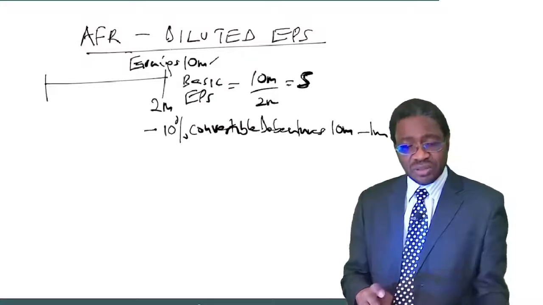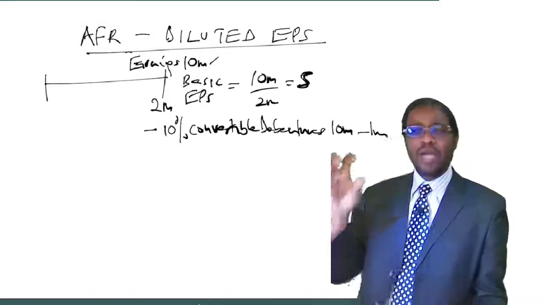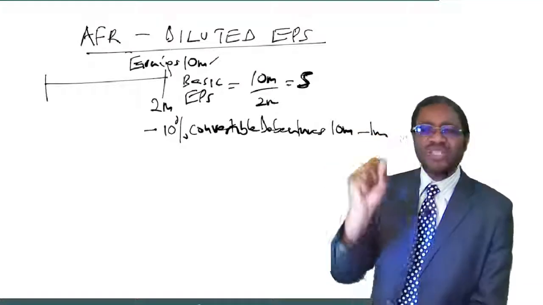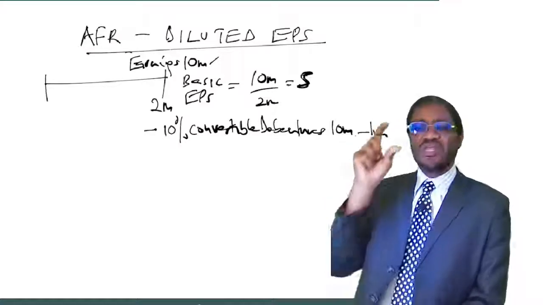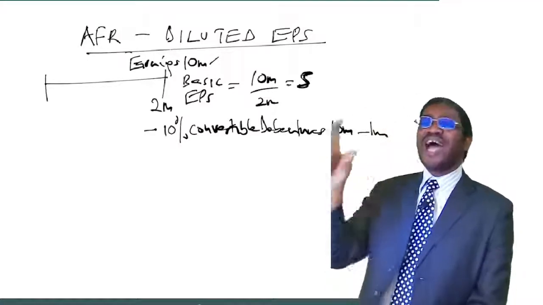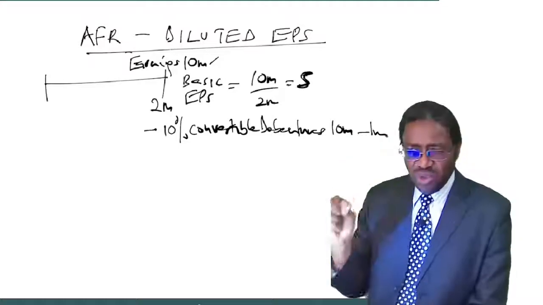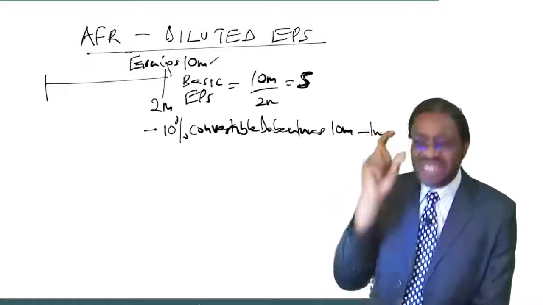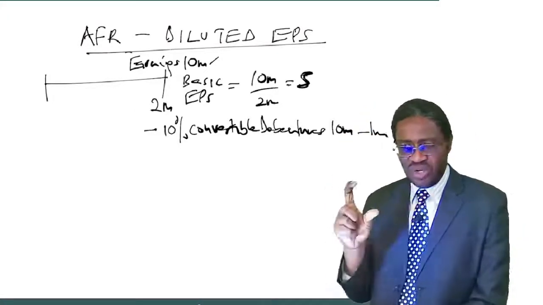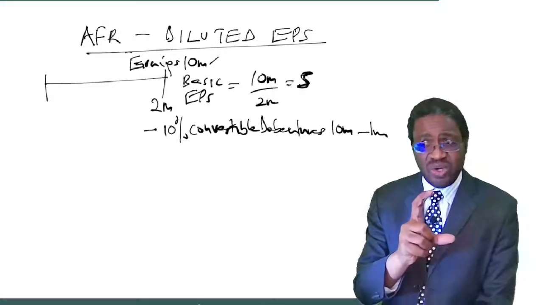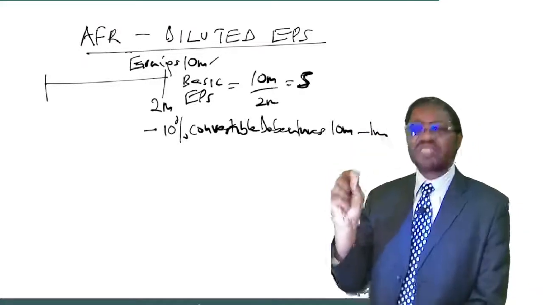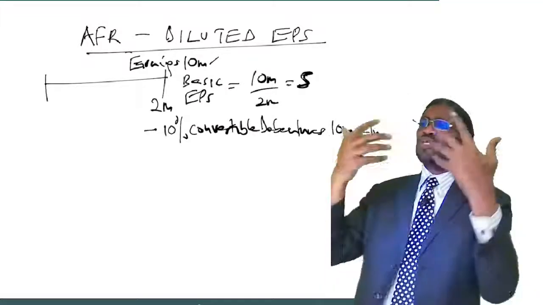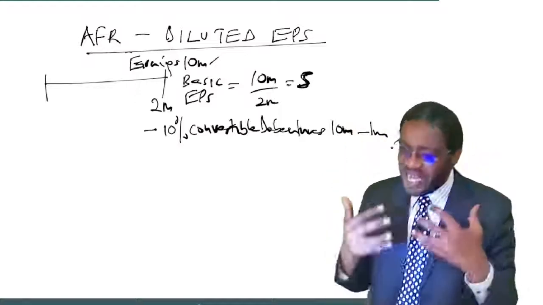And therefore we say, because they will be given some shares for free, these debenture holders will dilute the earnings of the existing or the original shareholders. They will dilute the earnings of the existing ordinary shareholders. Why? Because they will be given more shares for free.